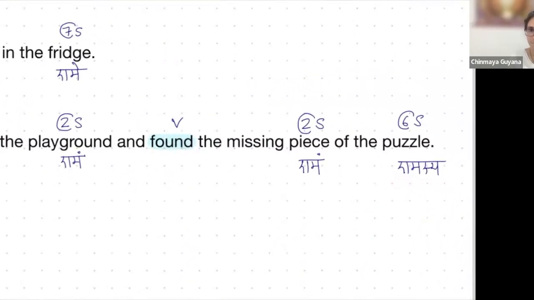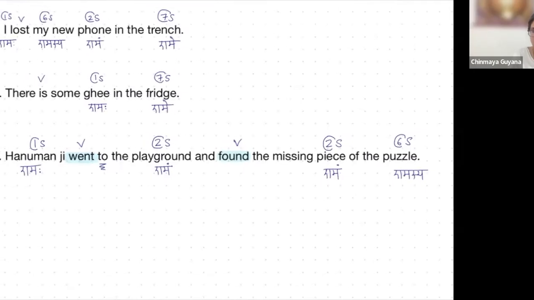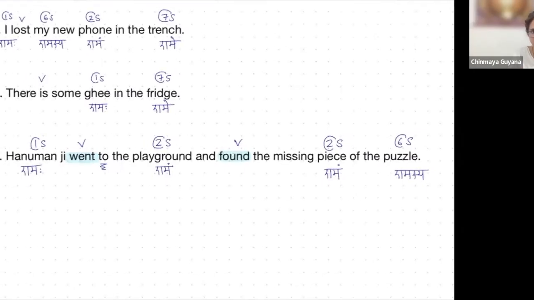Ramasya. Any questions? If you have any questions, just note them down and I'll take them at the end. Okay, there should have been no questions. This is a very simple, straightforward homework.